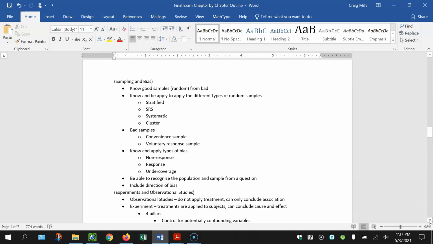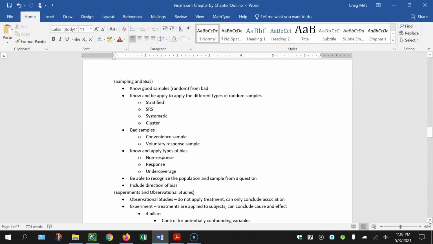Systematic, that's where you have a random starting point, and then you go like every kth person after that. So if we have 20 people in the class, I generate a random number, 6. I start at the 6th student, and then I go every, say, 5th person after that, depending on how big I want my sample size.